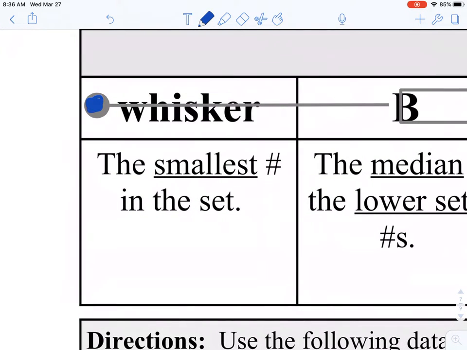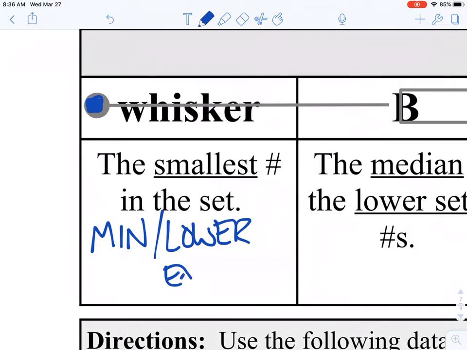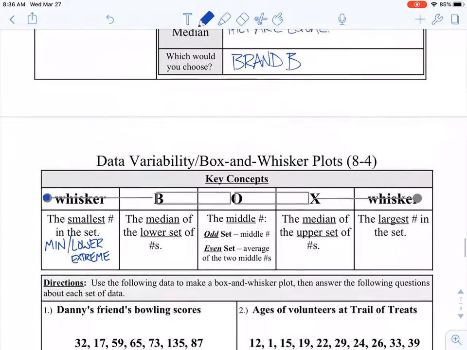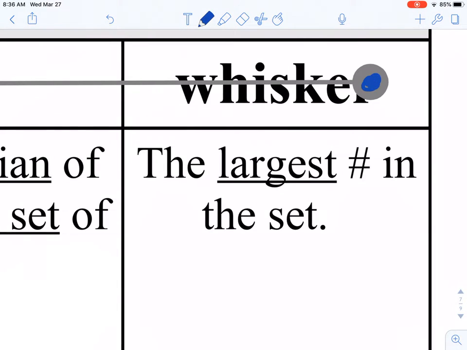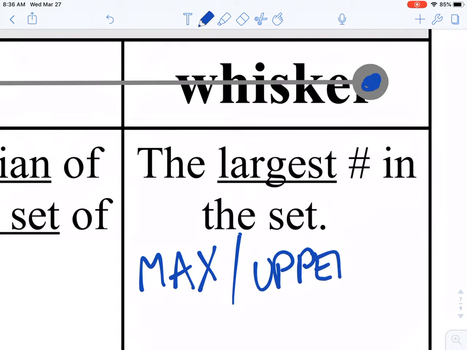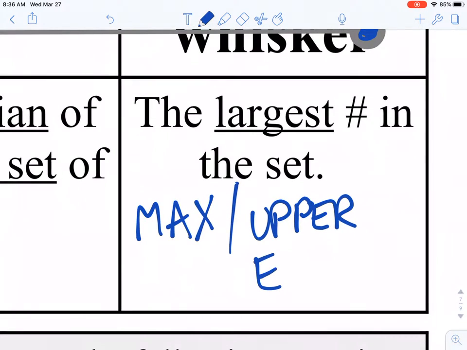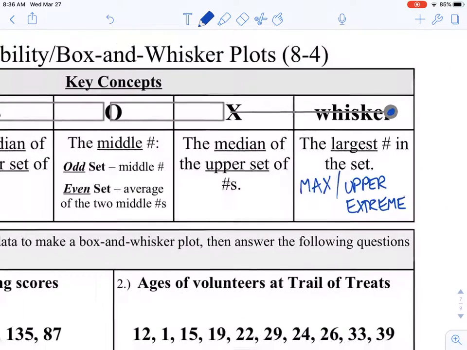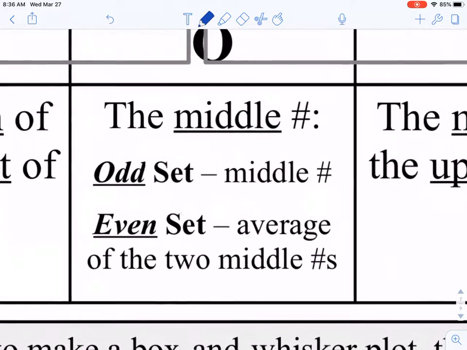The first is the minimum, which is also known as the lower extreme. The other end would be the maximum, or the upper extreme. The next number that you would be looking for is the middle. This is the median, and we've already discussed how to find the median.